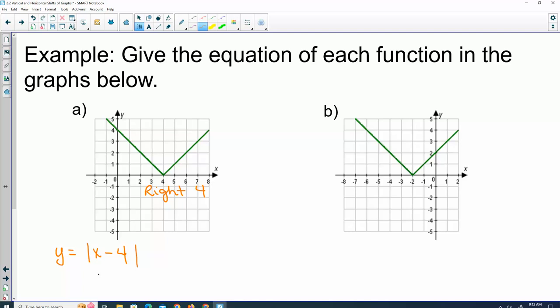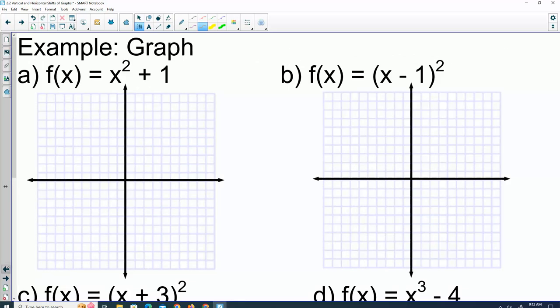4. Alright, B, how did this graph move? So we think it's the absolute value, left and right is on the inside, it moved in the negative direction, so we do the opposite, so it's the absolute value of x plus 2. Looked like we did pretty well with those. Are there any questions there? Let's do some where I have them mixed together, and you have to decide if it's up, down, left, and right.